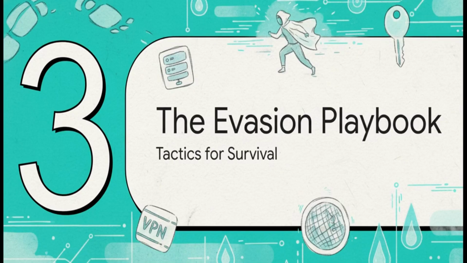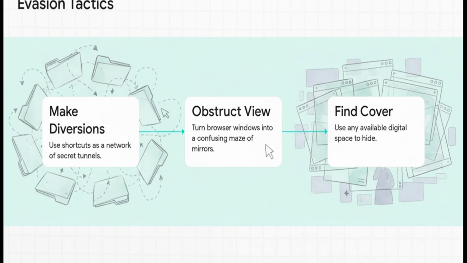Okay, so how in the world does our fugitive actually do it? How do they survive? Let's pull apart the specific tactics they use. This is literally the digital survival playbook. This is where things get really clever, where normal, everyday actions become weapons. So, tactic number 1, create diversions. Picture this. The fugitive is just rapidly opening folders one after another, making the enemy's cursor chase a false trail that leads absolutely nowhere. Then, tactic 2, obstruct the view. They start popping open a ton of browser windows, right? Turning the screen into this confusing maze of digital mirrors. And finally, they have to find cover. And this leads to the most brilliant move in the entire chase.